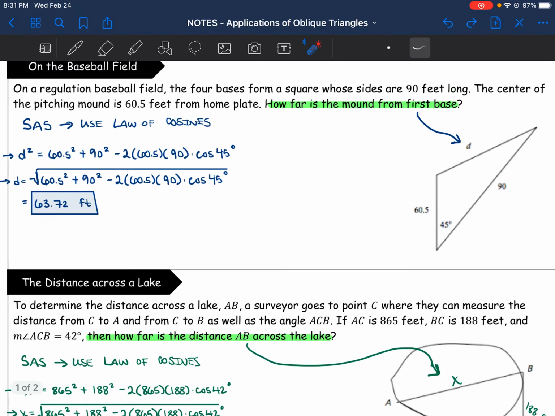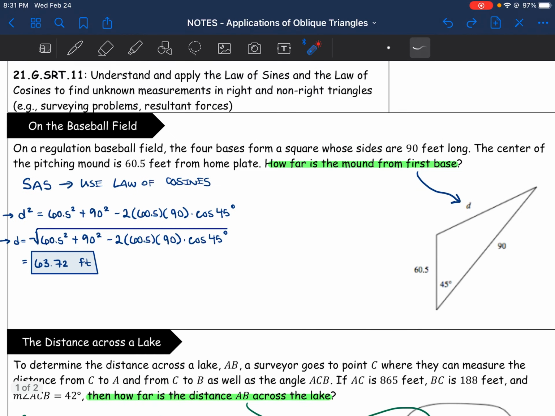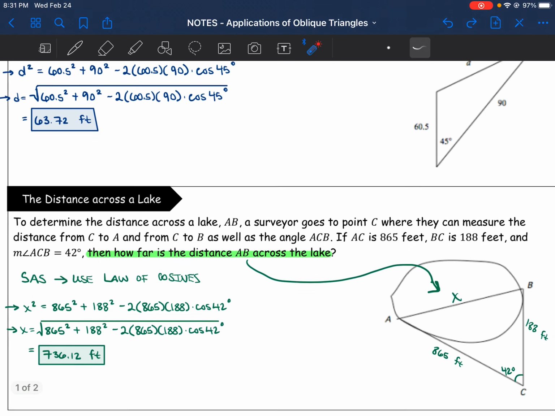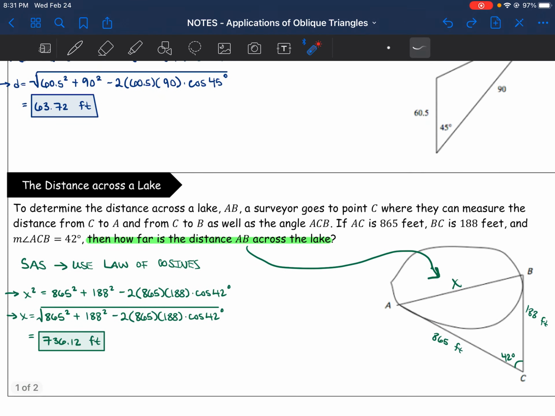So both of these examples here on the front page of the notes are law of cosines application problem examples.